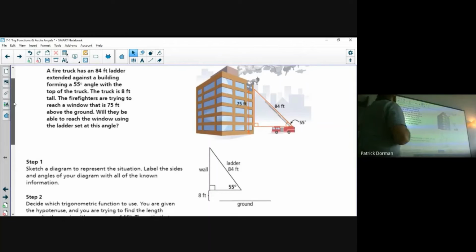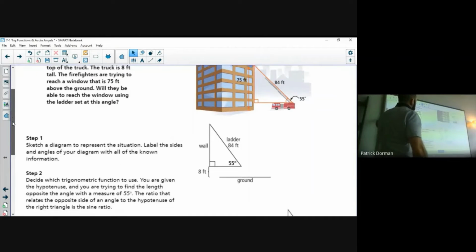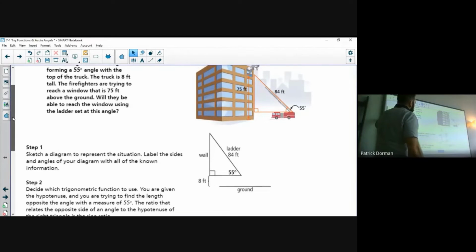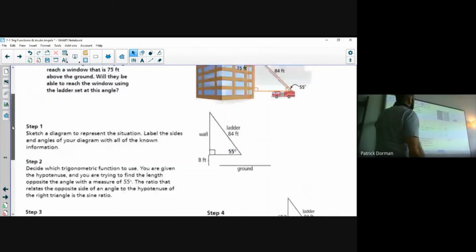Let's read the problem. A fire truck has an 84-foot ladder extended against the building, forming a 55-degree angle with the top of the truck. The truck is 8 feet tall. The firefighters are trying to reach a window that is 75 feet above the ground. Will they be able to reach the window using the ladder set at this angle? Well, let's see. So here's a diagram that looks a lot like that, right? And the information missing from the picture was that 8 feet.